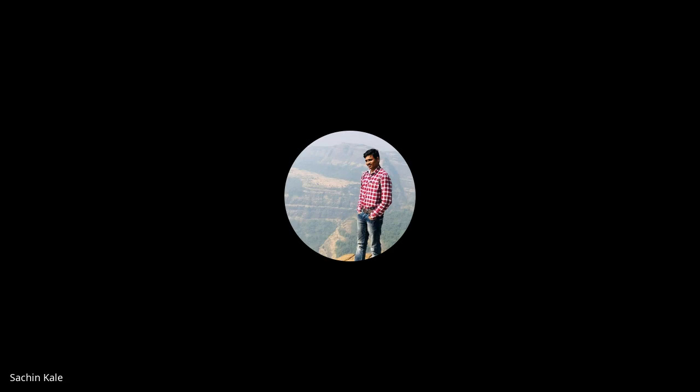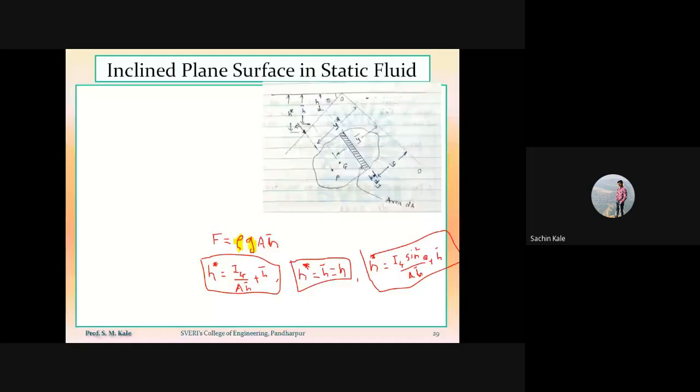If you are not going to respond, then how are we able to solve the problem? G is nothing but gravitational acceleration, whose value is 9.81. What is meant by A?